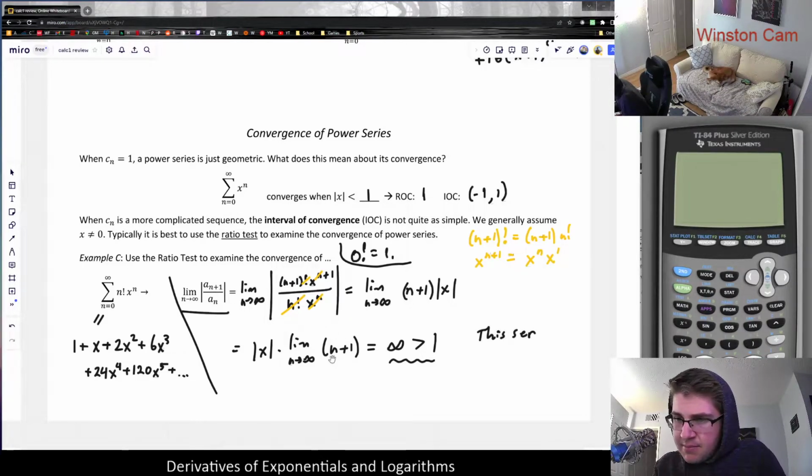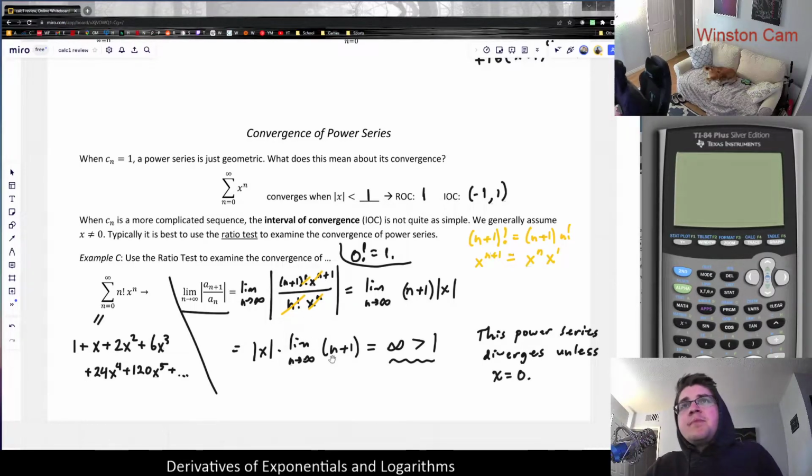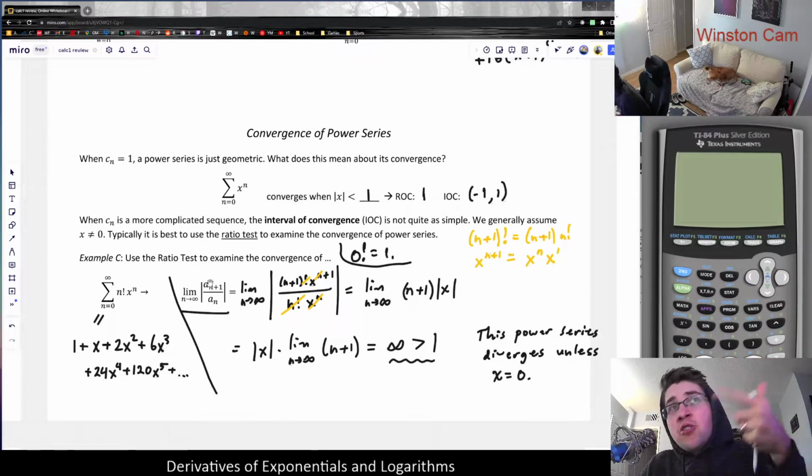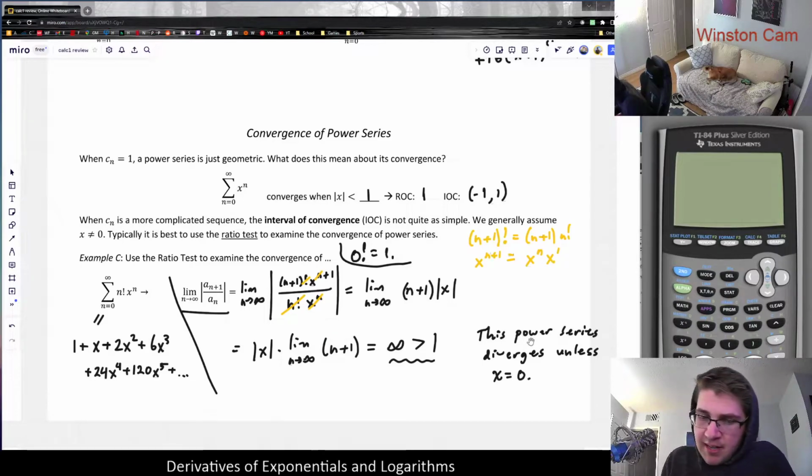I'll go ahead and write it out as this power series. This power series diverges unless x is equal to 0. Because specifically, if x is any other number, this limit is infinity. Infinity is greater than 1. And again, if the limit of the ratio of the terms of the sequence itself is greater than 1, the series diverges by the ratio test. And again, I could reference what it is we're doing by the ratio test.